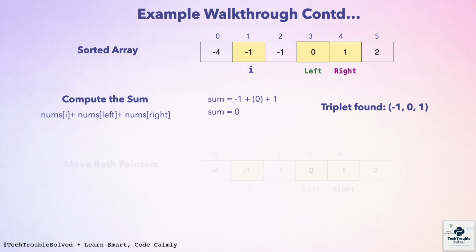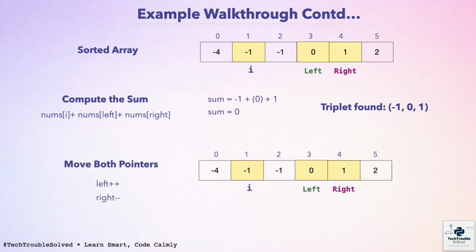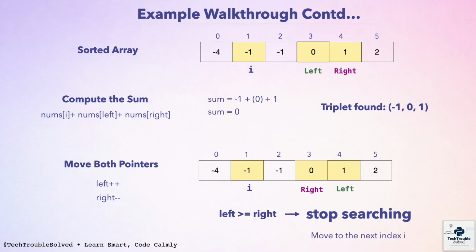Once again, we move both pointers inward, left++, right--. Now the left pointer crosses the right pointer. This means the inner two-pointer search for this index i is complete. So we move to the next index of i and repeat the same process.